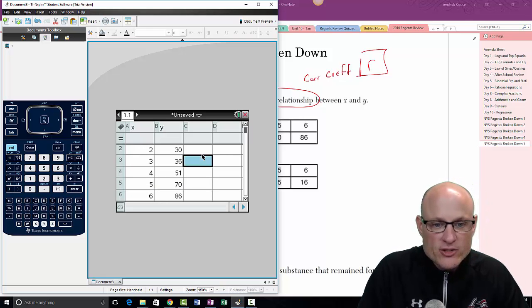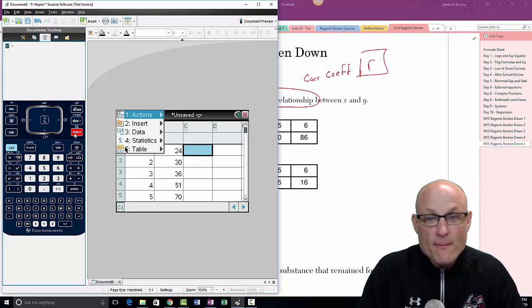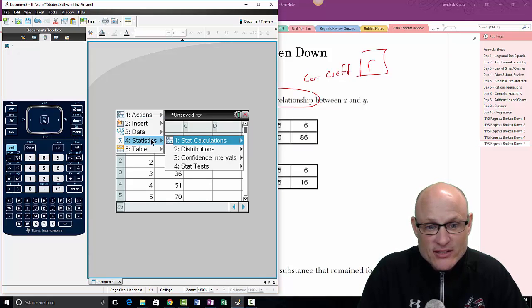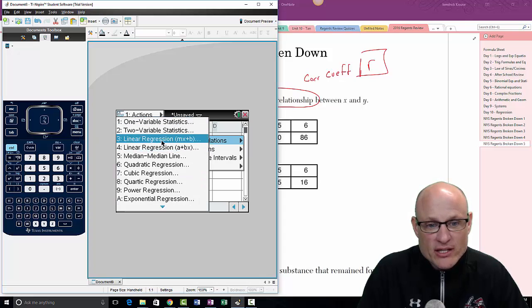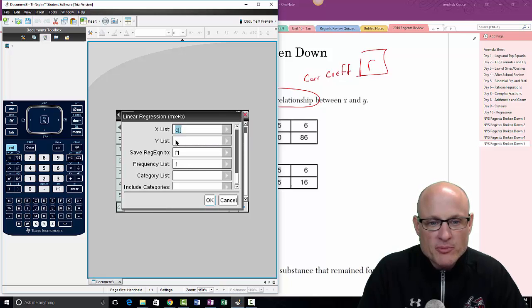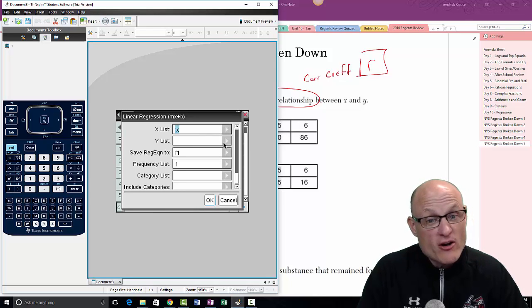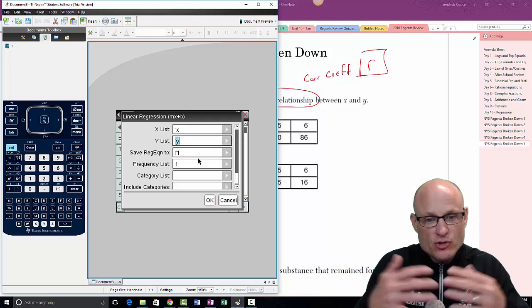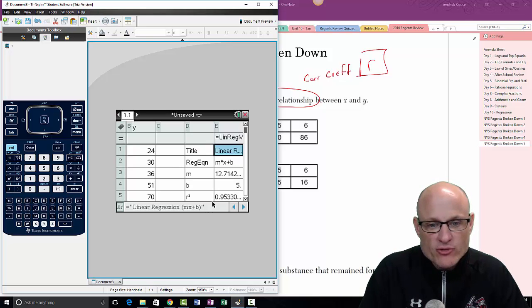So for this, what I need to do is some linear regression. So I go to Menu, Statistics, Stat Calculations, and I want linear regression. Don't use this AX plus B, just use MX plus B. We call our X list X. Notice it's asking for 2 lists because we are now doing regression. So that's 2 lists of stuff. And we just click OK.